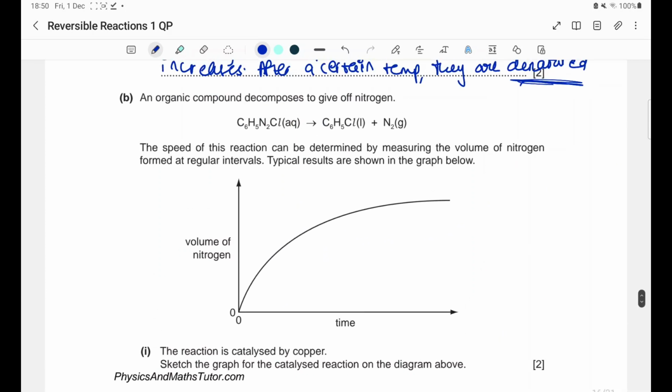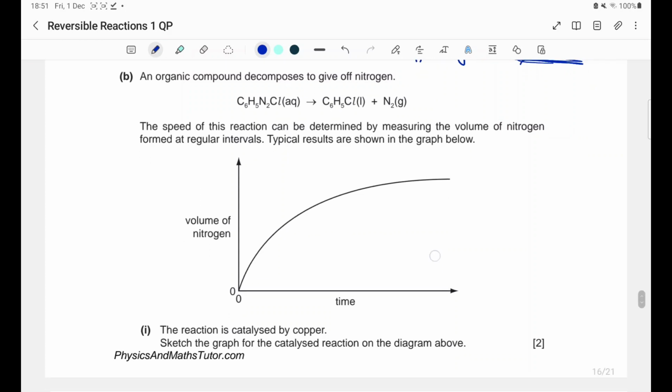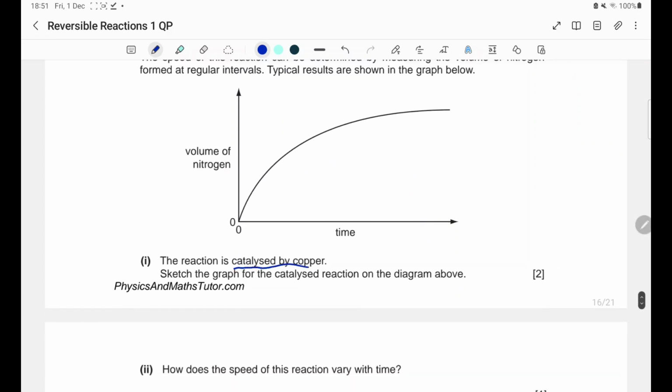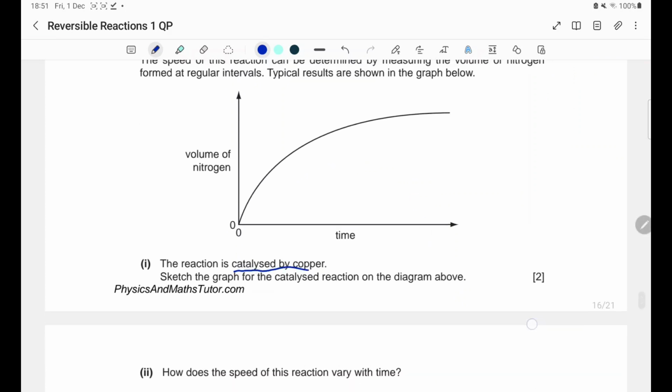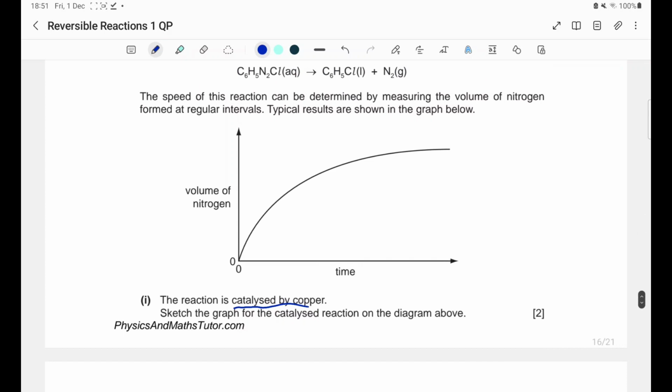Right. An organic compound decomposes to give off nitrogen. The speed of this reaction can be determined by measuring the volume of nitrogen formed at regular intervals. Typical results are shown in the graph below. The reaction is catalyzed by copper. Sketch the graph for the catalyzed reaction on the diagram above. So in the first part, what they're doing is that they're catalyzing the reaction. And when you catalyze the reaction, the rate increases, which means that you have a steeper gradient. You're still using the same amount of the reactant, so you will have the same volume.